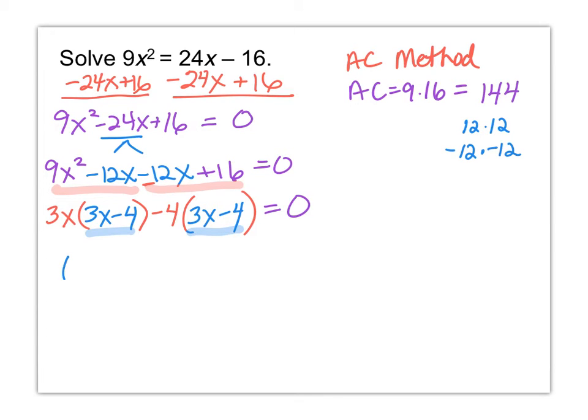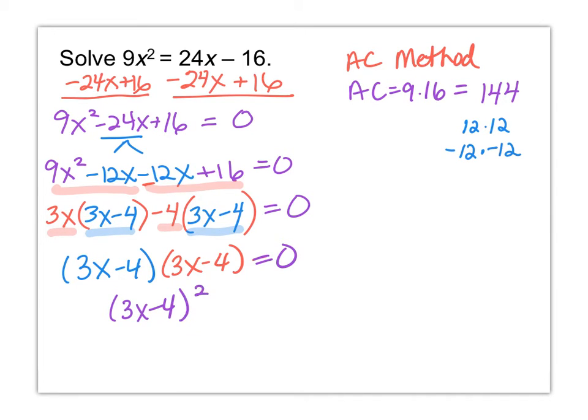That's one of the factors of the polynomial, 3x minus 4. And the other factor, when you take out that 3x minus 4, the resulting factor is also 3x minus 4. So this ends up being one of those perfect square trinomials that can be factored as 3x minus 4, the entire quantity squared, equals 0. Now we can use the zero factor property, setting each of those factors equal to 0.